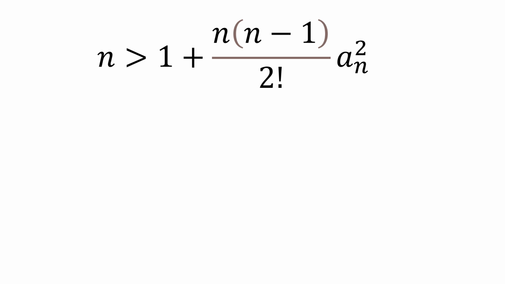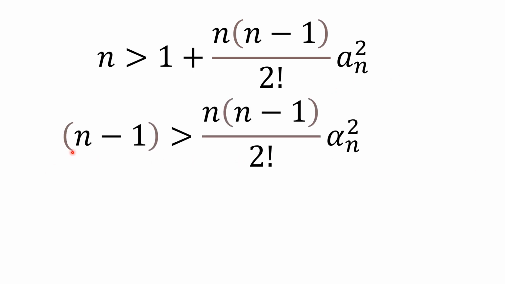Now let us simplify this step by step. We have n is greater than 1 plus n times (n minus 1) over 2 factorial times alpha n squared. Subtract 1 from both sides. n minus 1 is greater than n times (n minus 1) over 2 factorial times alpha n squared. Now divide both sides by n minus 1. Since n is greater than 1, n minus 1 is positive, so the inequality direction stays the same. This gives us 1 is greater than n over 2 factorial times alpha n squared.